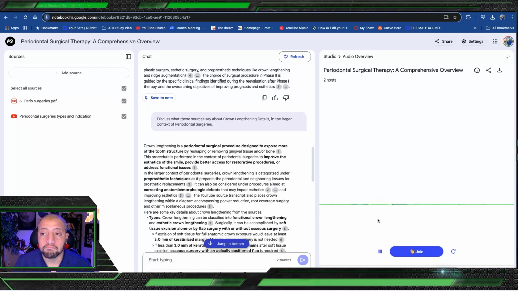Precisely. The source highlights that if probing depths start at, say, 6 millimeters and reduce to 5, or from 5 to 4, that's improvement. Good news. But if you have localized spots where those deep pockets remain and they're still bleeding, that's a key indication that surgical intervention might be needed. Okay, so it's about those stubborn spots that aren't responding to the initial cleaning. Absolutely. And the source, oh, go for it.